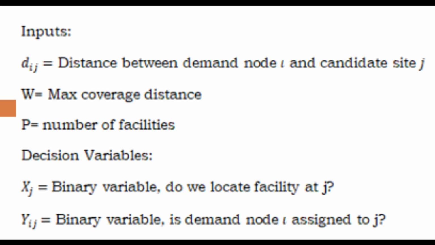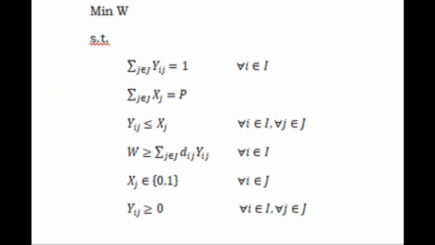So this slide shows the formulation of the P-center problem. The objective is to minimize the maximum coverage distance, and we have these constraints. The first constraint ensures that all demand nodes are covered, so you can see that it holds for all i that are an element of I.